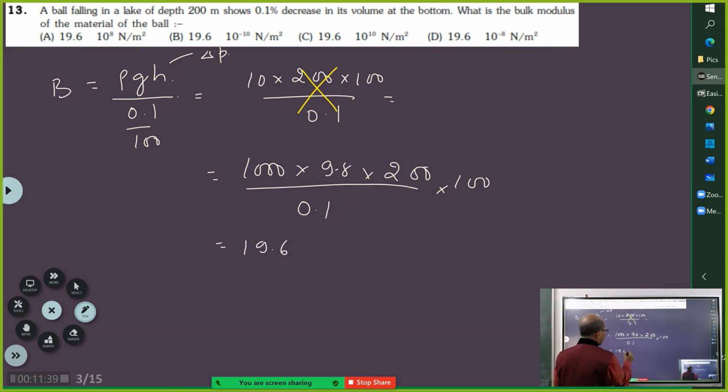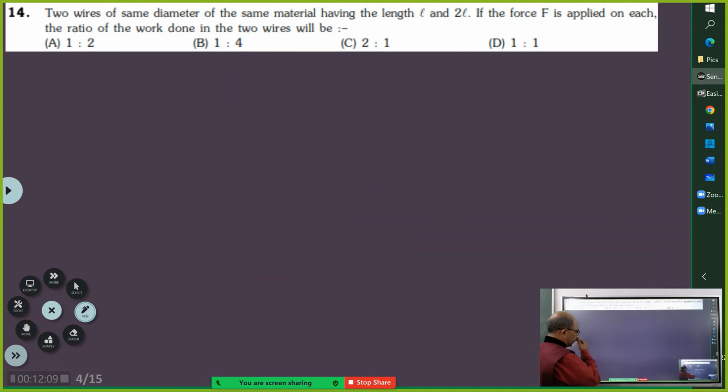19.6. Just multiply the two things, and now adjust for the zeros. So here I just add 3 plus 2, 5, 5 plus 2, 7, 7 plus 1, 8. 10 to the power of 8. So here you got 19.6 into 10 to the power of 8. A should be the option. Did you all get that? Yes. A is the option. Right. Shall I proceed, students? Yes, sir.